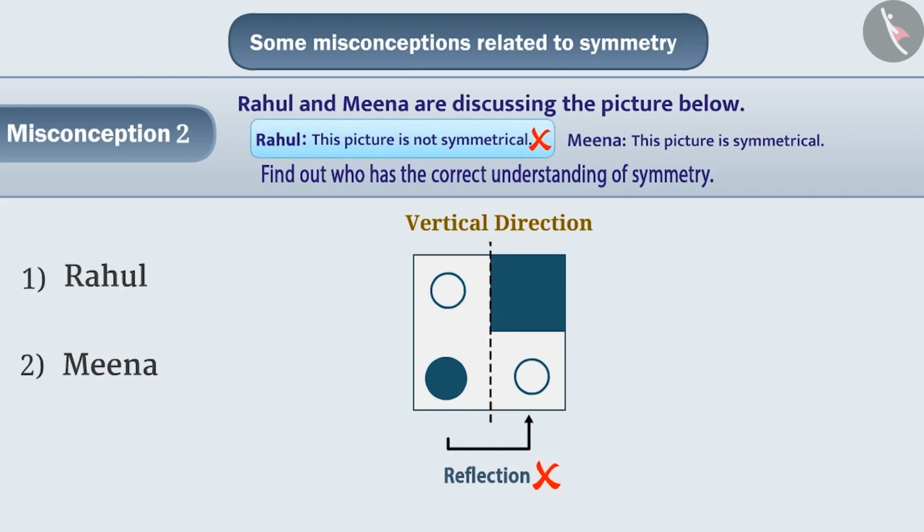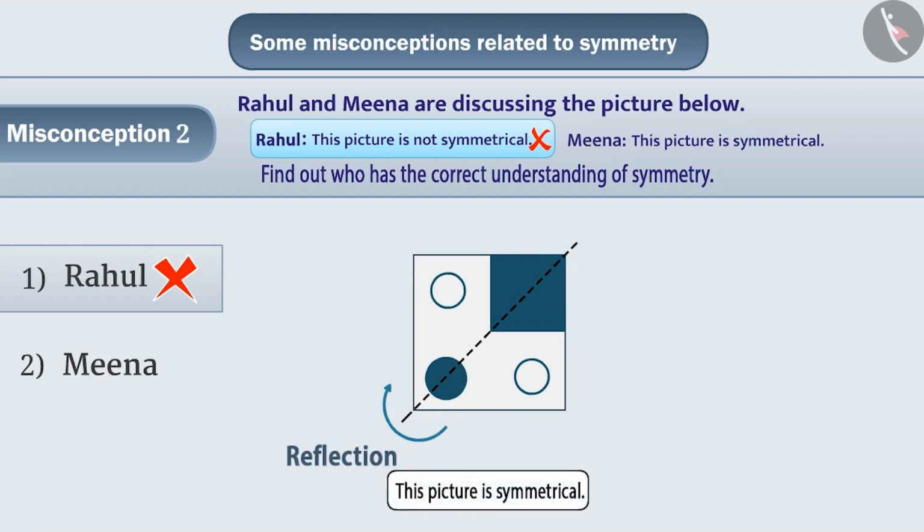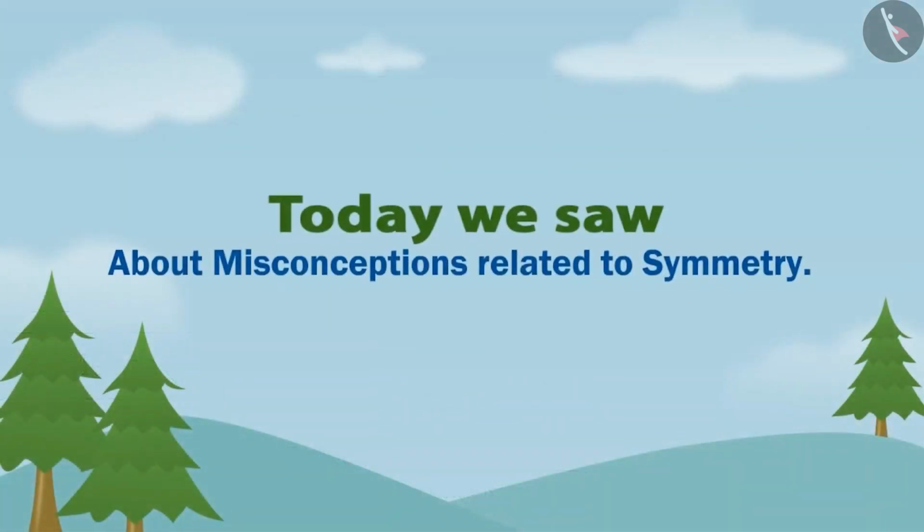But this is a wrong understanding. So option 1 is the wrong answer. The correct understanding is that if two parts of a shape can be divided in any way so that they become reflections of or identical parts to each other, then that shape is a symmetric shape. Like if this shape is divided into two parts from this direction, then we will get two such parts which are reflections of or identical parts of each other. Hence, it is a symmetric shape. Therefore, Meena's understanding is correct. That is, option 2 is the correct answer. Today we saw some misconceptions related to symmetry.